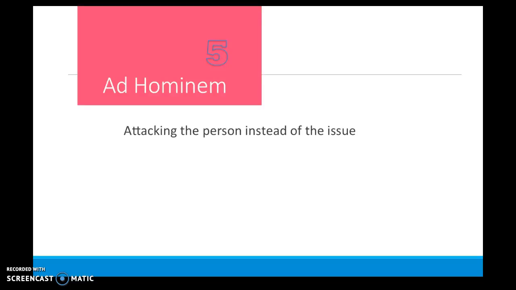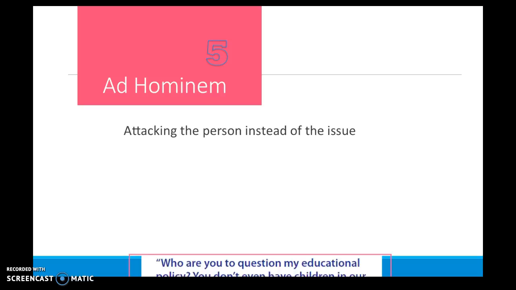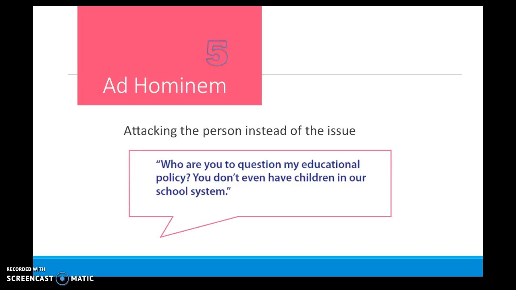Ad hominem. Very, very popular in politics. You are probably seeing this whenever you see political elections, they attack the person instead of the issue. In Latin, ad hominem means to or against the person, and it typically involves an attack on an individual supporting the claim or counter argument. Here's an example. Who are you to question my educational policy? You don't even have children in our school system.